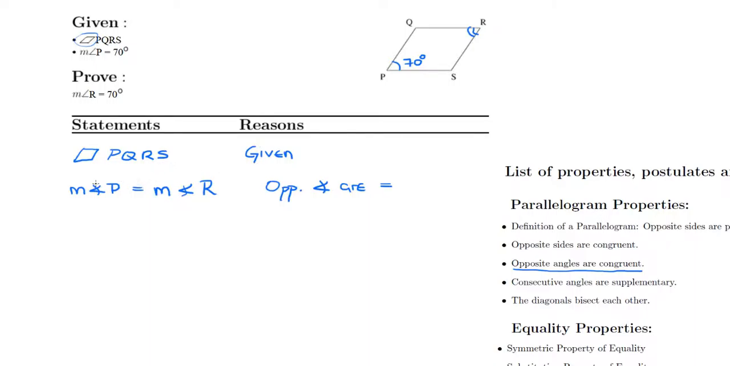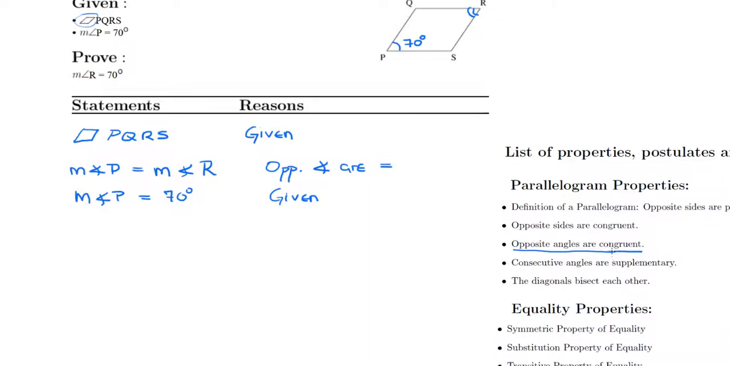What other information are we given? We're given that the measure of angle P is equal to 70 degrees. Okay? That's a given. That's again our hypothesis. That's our assumption. Okay? Now, how can we relate these two equalities? Well, to be able to relate equalities, we need to use the equality properties.